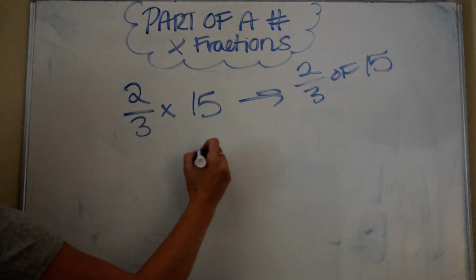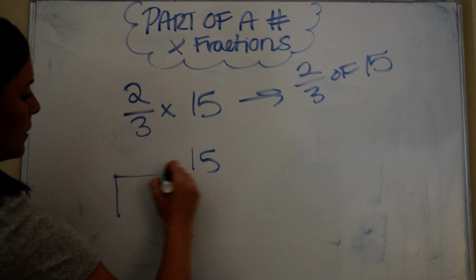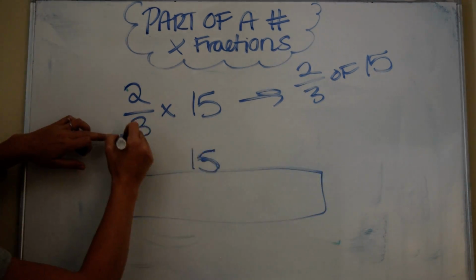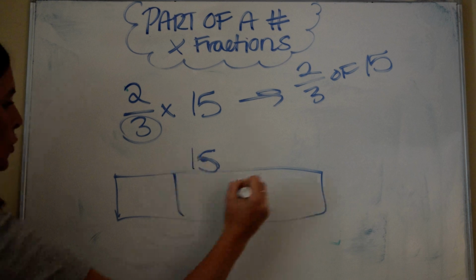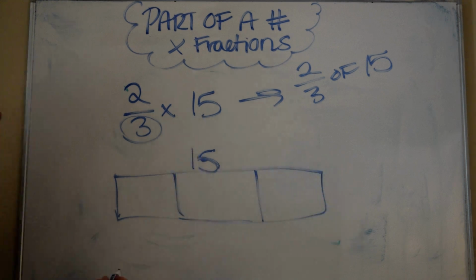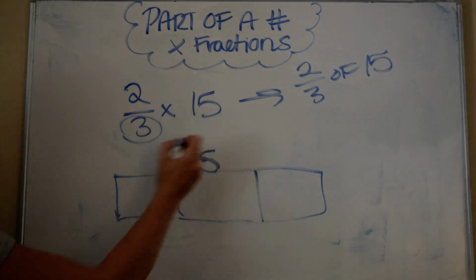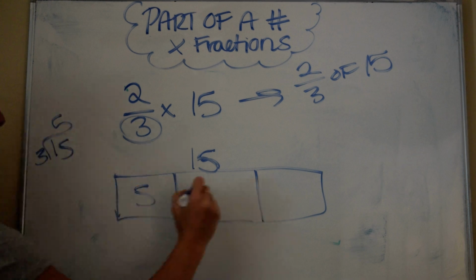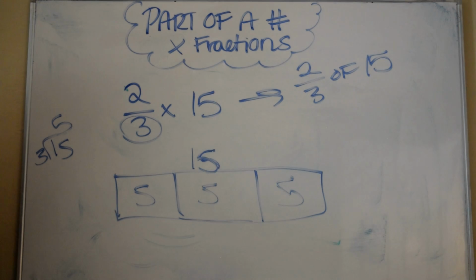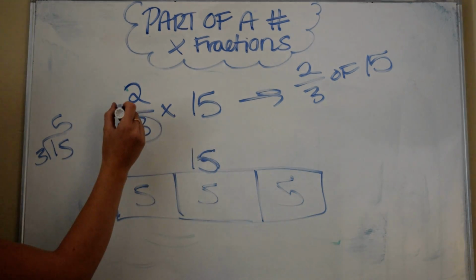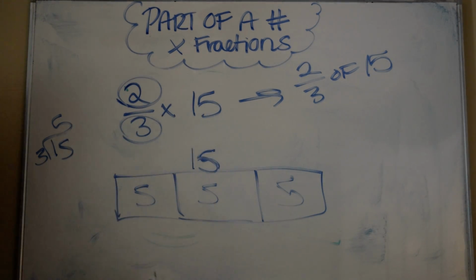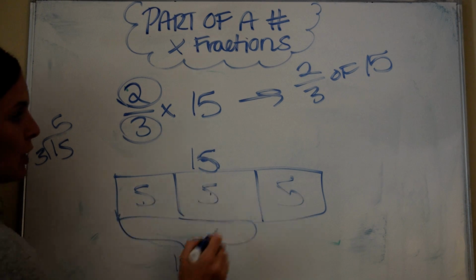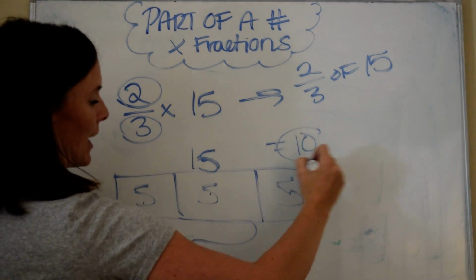So take the whole, 15. How many pieces do we need? 3. So create 3 pieces. How much would go in each? That's when you divide it. 15 divided by 3 is 5. So that means 5 is the value of each of the pieces. And our answer is going to be the value for 2 of them. So count up 2 of them, 5 plus 5, which is 10. So our answer would be 10.